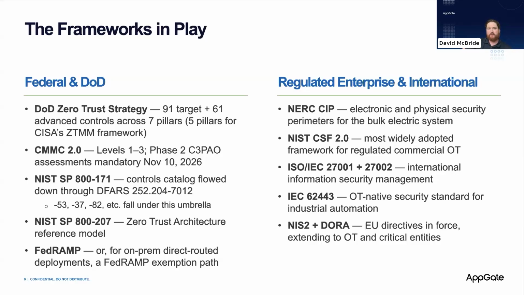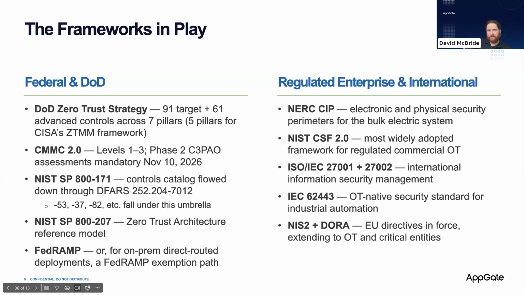The CMMC 2.0 breaks into 3 levels. Level 1 is your basic cyber hygiene, which is self-assessed. Level 2 is the one most DIB contractors live at. It requires third-party C3PAO assessments and phase 2 enforcement starting, like I said earlier, this year on November 10th. And then you've got level 3, which is for programs handling CUI that's especially sensitive, and government-led assessments only are required for level 3.